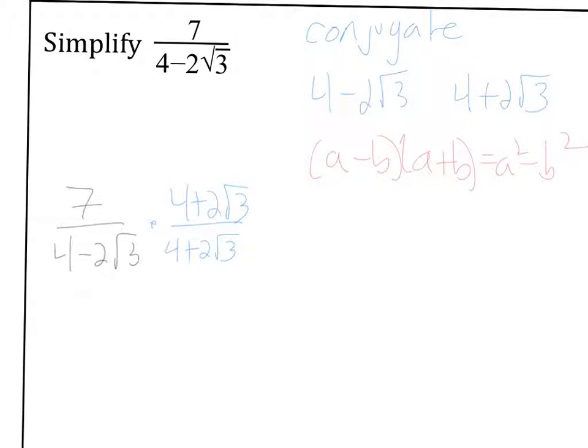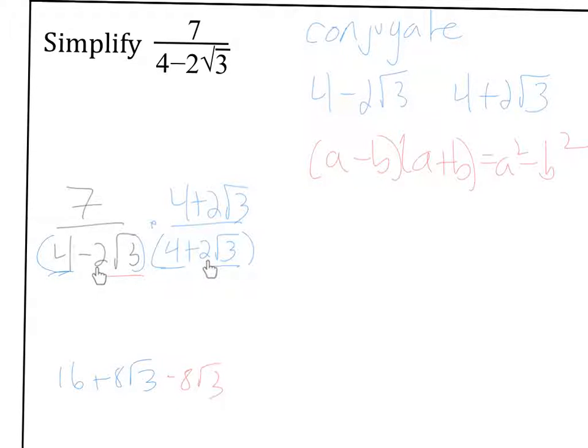I'm going to show you the long way around this first time. If I'm multiplying this bottom together, I've got a binomial and another binomial, so I've got to do 4 times 4. That makes 16. 4 times 2 root 3 makes 8 root 3. Then I'll take this times both of these other guys. So this times this is going to be negative 8 root 3. Oh, that's cool. The radical's going to cancel.